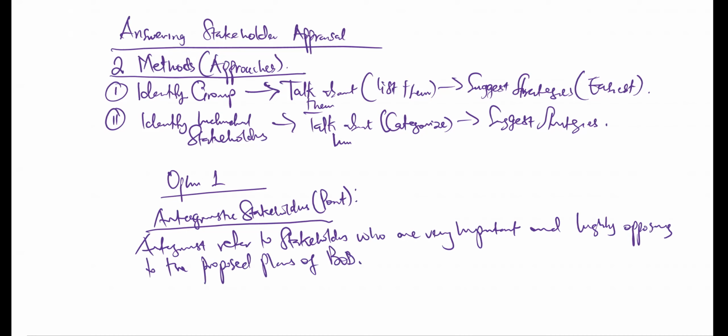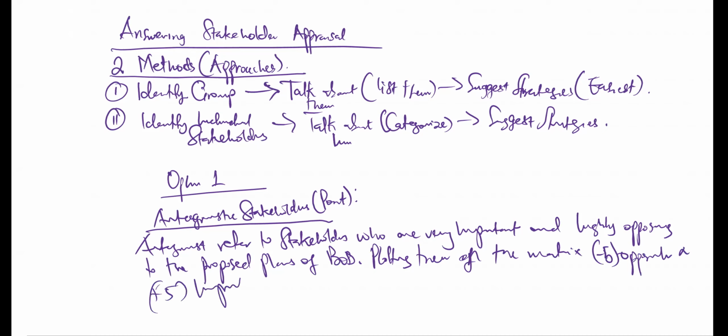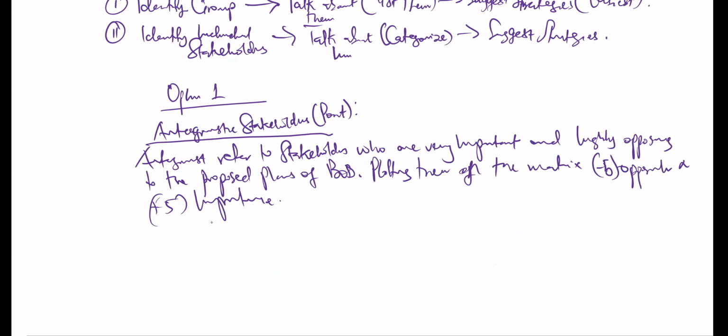Plotting them on the matrix, we'll have minus 5 for opposition and plus 5 for importance. You get the idea? So you have defined the point. We are using P, so point. This is E, explanation. Now let's go to evidence from the case.